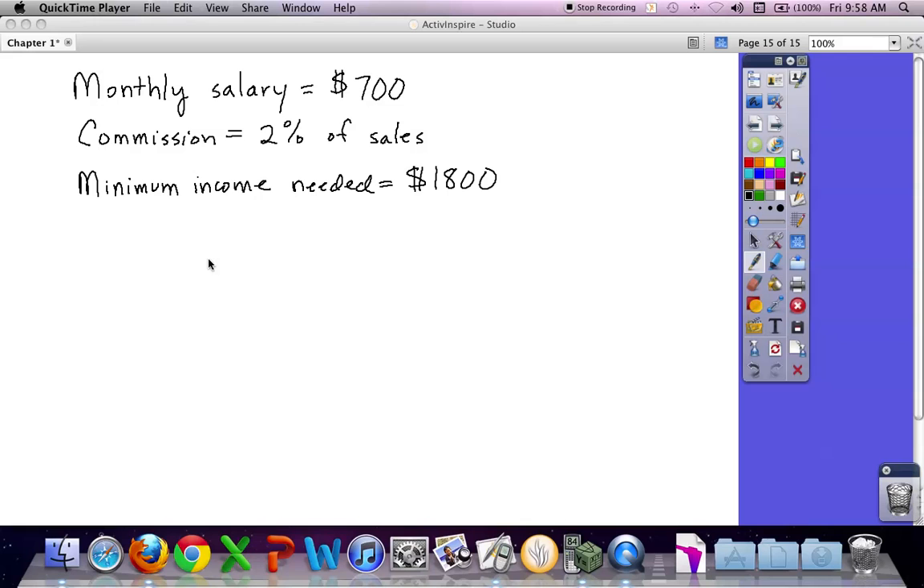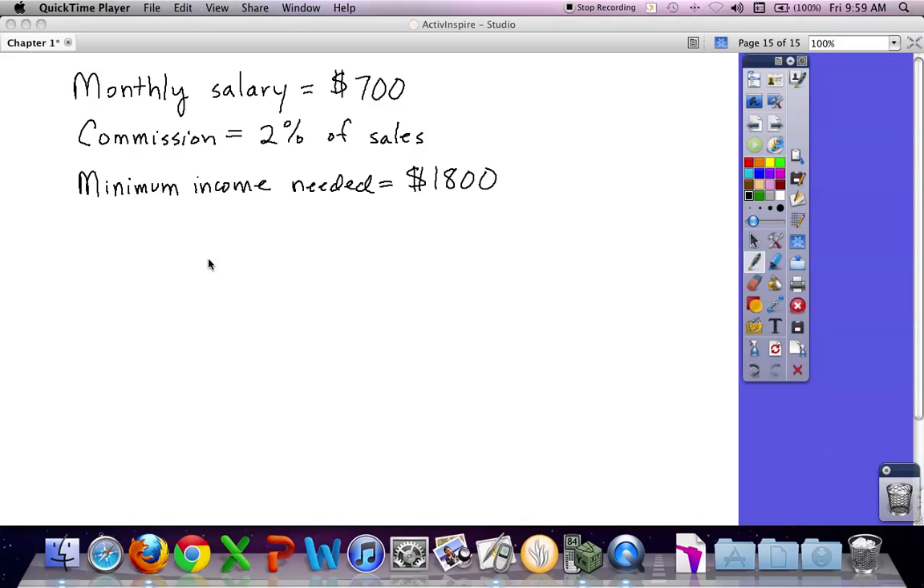And this is a very practical problem. Many of you may end up working in sales and find yourself making this calculation for yourself every month. So we want to set up some kind of inequality that we can solve to figure out how much sales we need in order to make our monthly income or more.